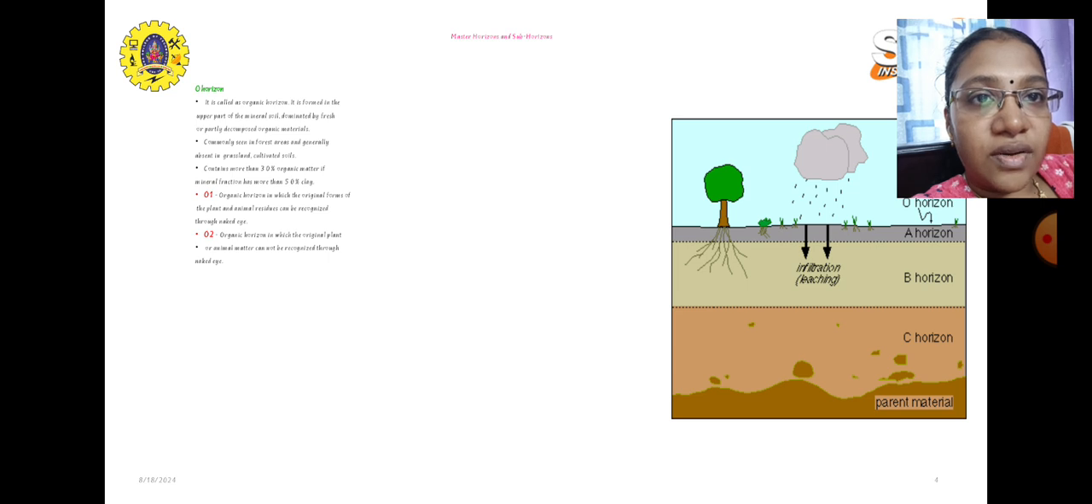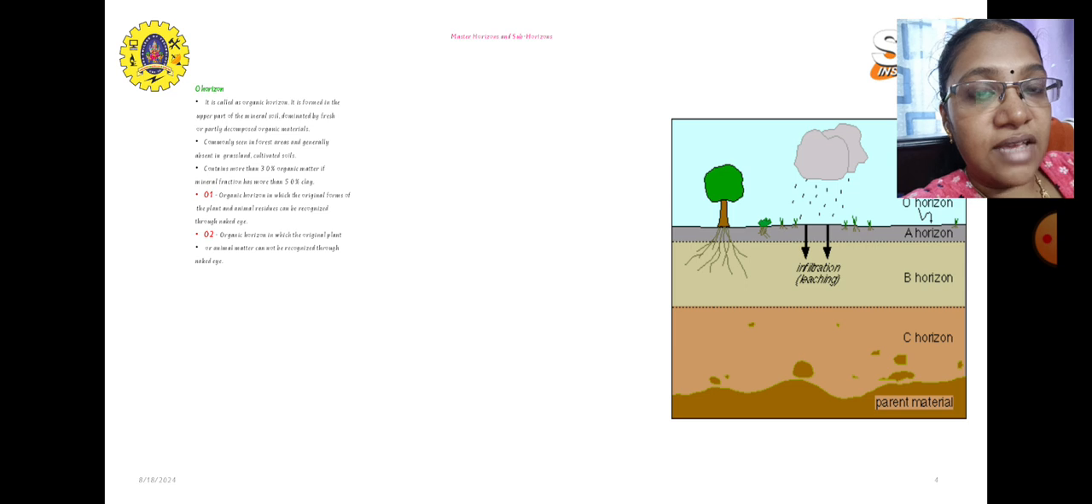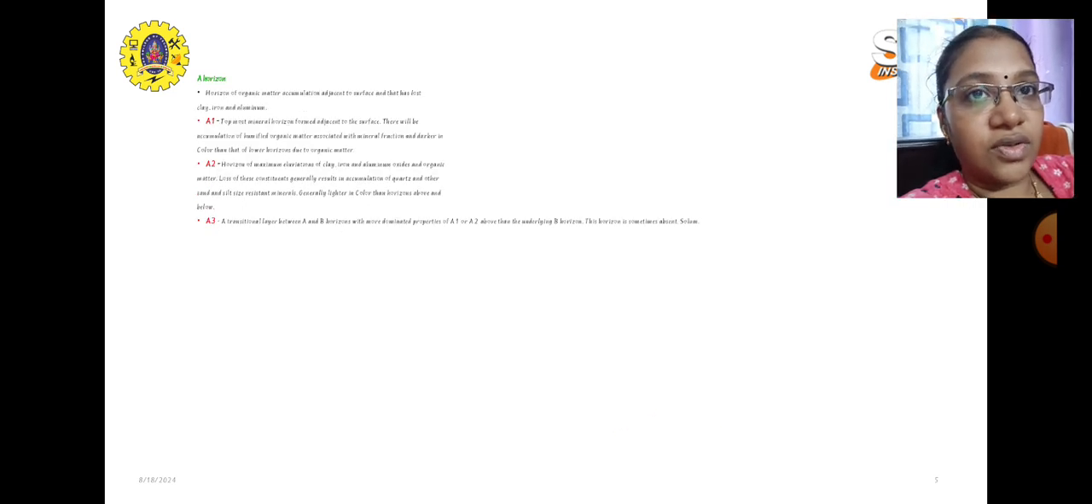The organic horizon in which the organic forms of the plant and animal residues can be recognized through the naked eye is the first layer of the organic horizon. The second one is in which the original plant or animal matter cannot be recognized through the naked eye is the second layer of the horizon.